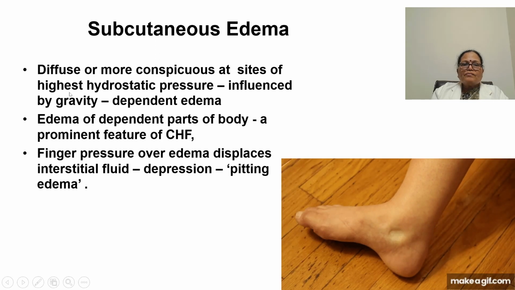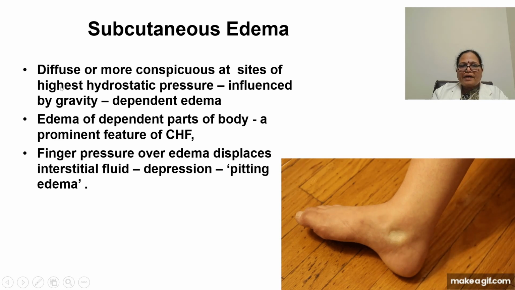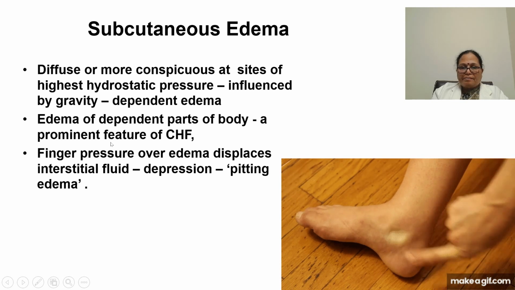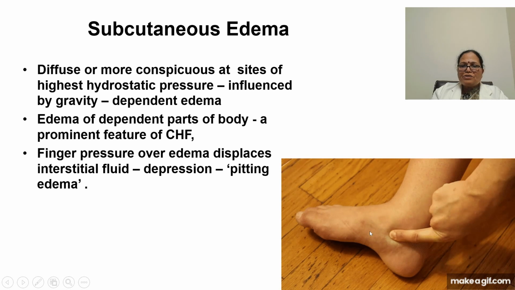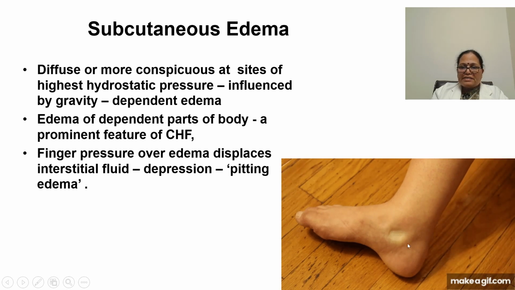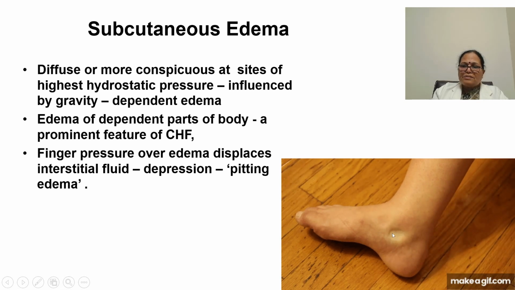Now we come to subcutaneous edema. Diffuse or more conspicuous at sites of highest hydrostatic pressure, influenced by gravity. This is dependent edema. And edema of different parts of the body, the dependent parts, is a prominent feature of congestive heart failure. Here, the finger pressure over the edema displaces interstitial fluid, and there is a depression. I think you can see this. A finger is pressed, especially we have to do this over a bony point. Okay, so there is a pitting. This is known as pitting edema.